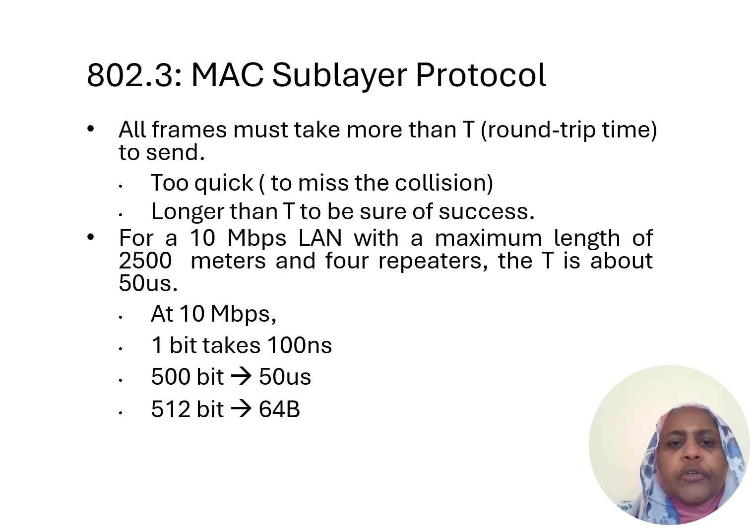For example, for a 10 megabits per second LAN with a maximum length of 2,500 meters and 4 repeaters, T is about 50 microseconds. At 10 megabits per second, 1 bit takes 100 nanoseconds, so 500 bits take 50 microseconds. The frame is 512 bits, the shortest frame.